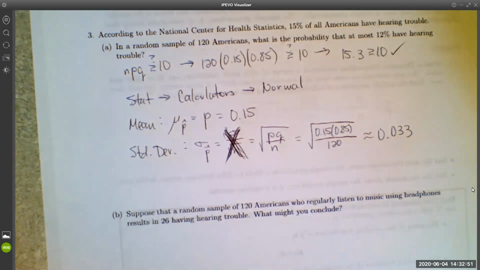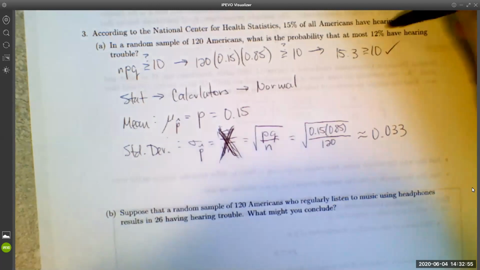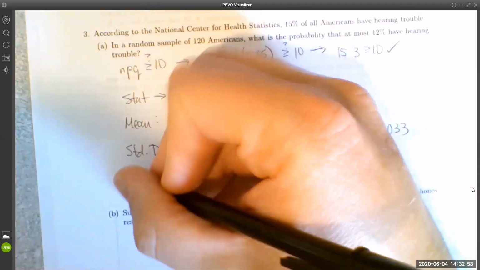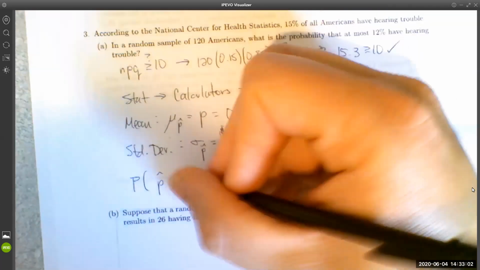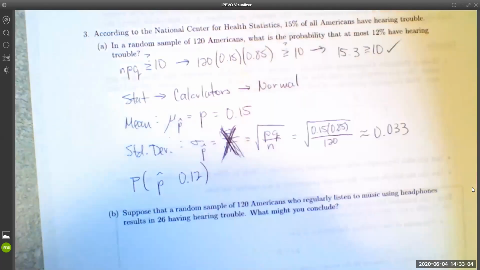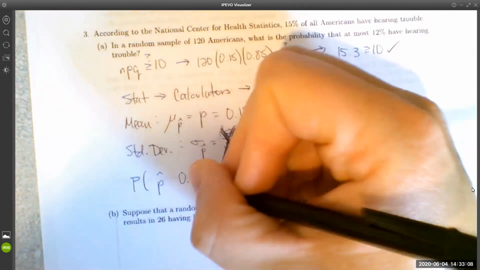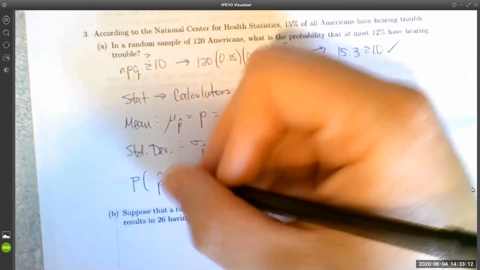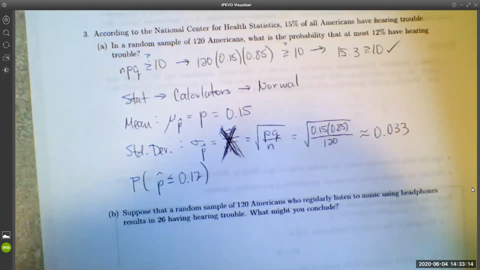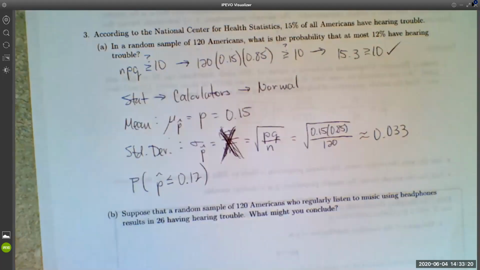And now let's compute the probability they're asking us for. They're looking for what's the probability that at most 12% have hearing trouble. So we want to compute the probability that p hat is at most 12%. At most. So that means that p hat could be less than 12% or equal to 12%, but it can't be more than 12%, right? It has to be less than or equal to 12%, right? Probability that p hat is at most 12%. Okay, let's see what we get.